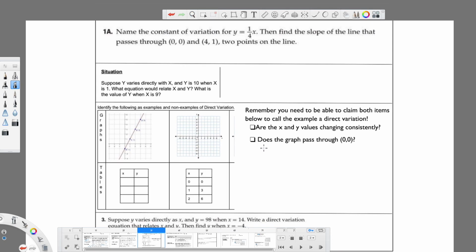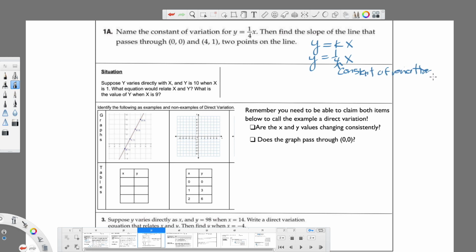So name the constant of variation for y equals 1/4 x. Then find the slope of the line that passes through the points (0, 0) and (4, 1), two points on the line. So for the constant of variation, remember, it's y equals kx. That was our equation we were just given for direct variation. And this is y equals 1/4 x. So 1/4 is our constant of variation.